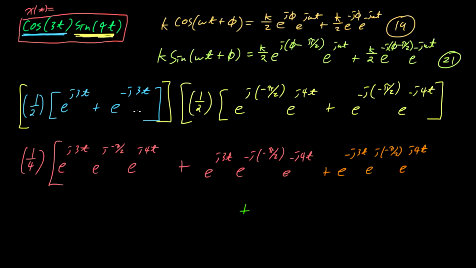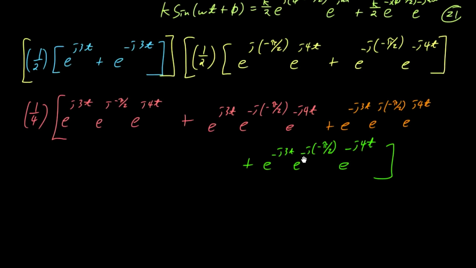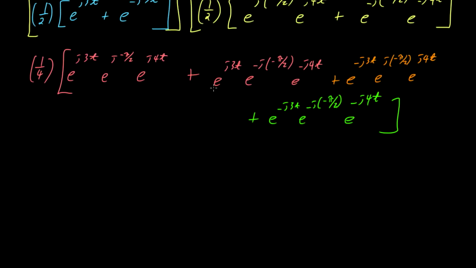So I have first, outside, inside, last. I'm going to have e to the minus j3t, e to the minus j minus pi over 2, e to the minus j4t. That's pretty much it, and all I have to do is simplify this a little bit. Remember, when I'm multiplying these exponentials together, I can just add the exponents, right?